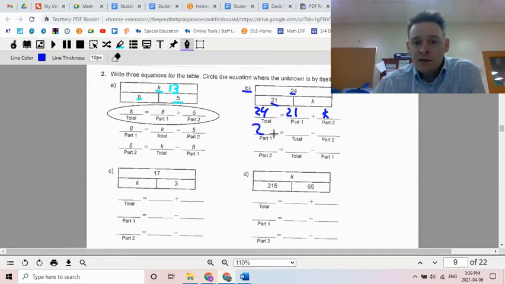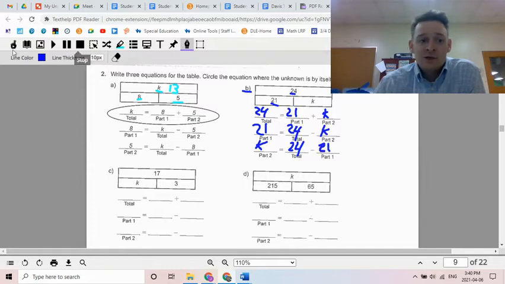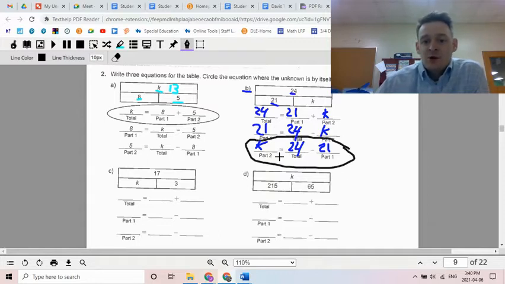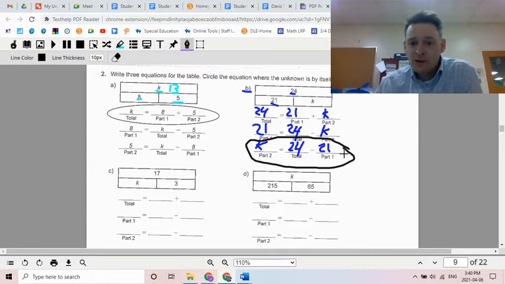Next time we have 21 equals our total 24 minus K. K is unknown. And in the third one, we have our unknown K, our total 24, and our part one, which is 21. And it wants us to circle the one that has the unknown all by itself, and that would be this one here. So this one would be the easiest way for us to solve for K. K equals 24 minus 21.